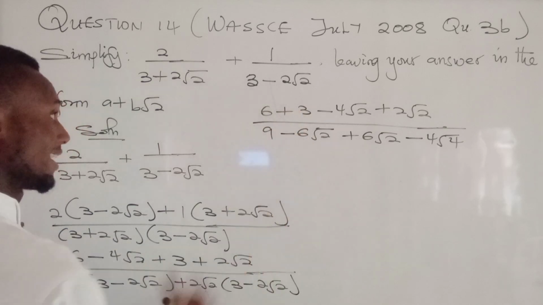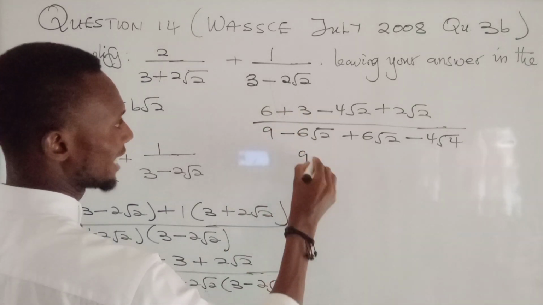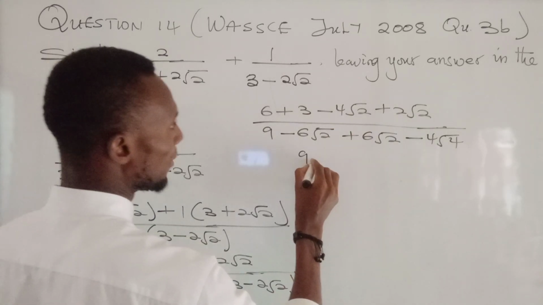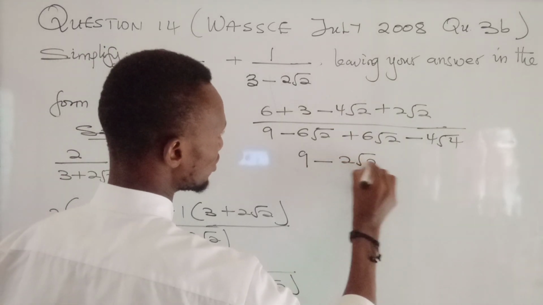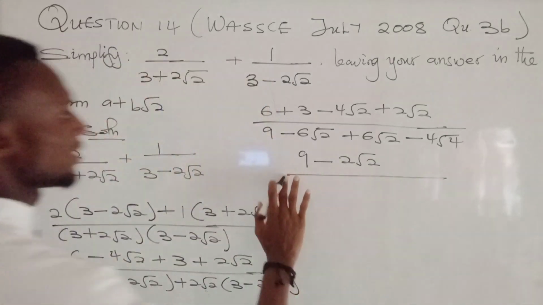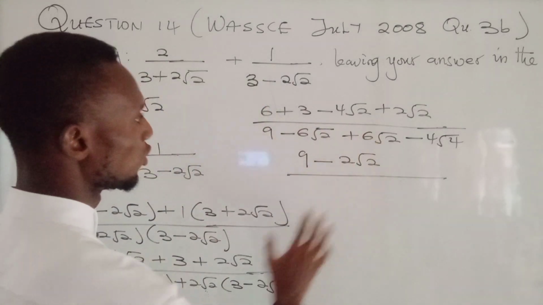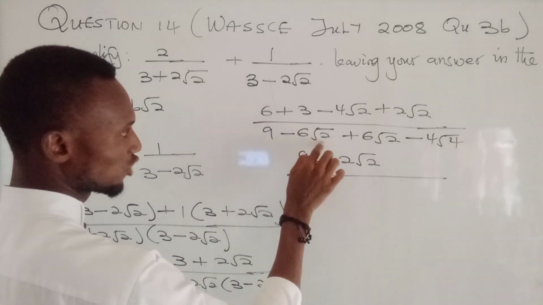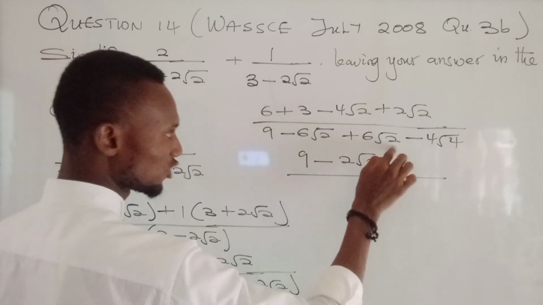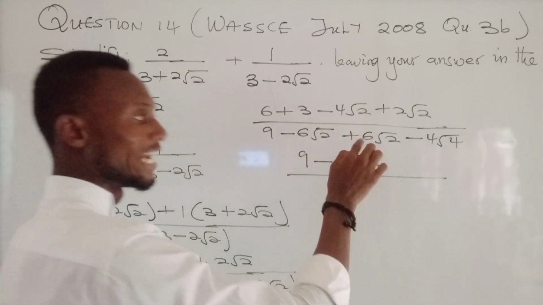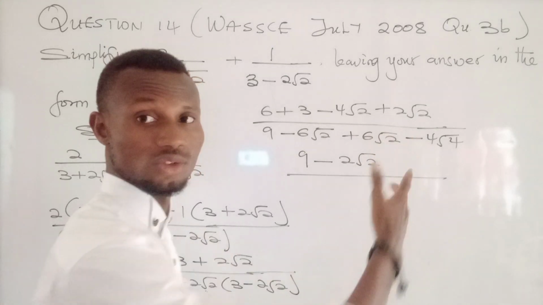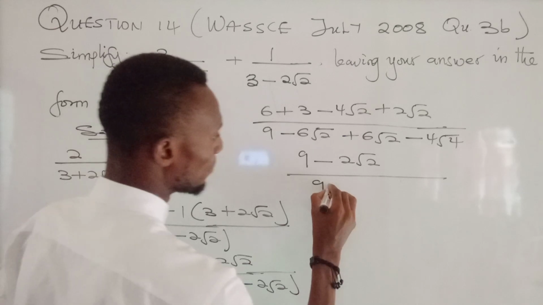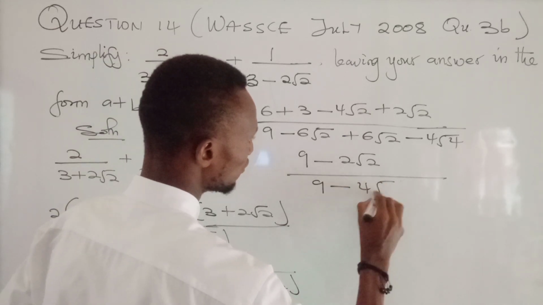So 6 plus the 3 gives me 9, so I'll write my 9. Then minus 4 root 2 plus 2 root 2 will give me minus 2 root 2. I hope you understand and you agree with me. All over, the denominator we also simplify further. So I have a minus 6 root 2 here and plus 6 root 2. This is minus 6 root 2 and this is positive 6 root 2. So they will cancel away and it will be left with my 9 minus 4 root 4.